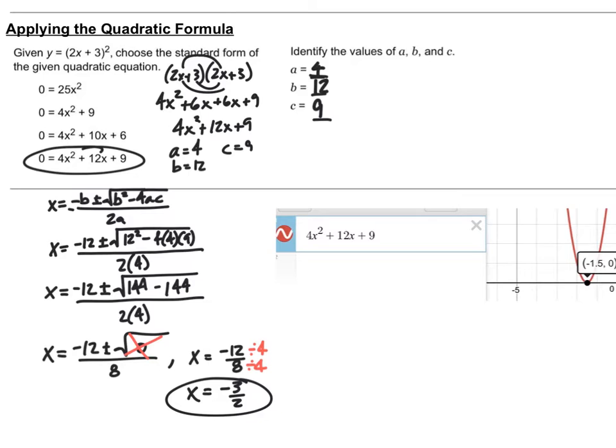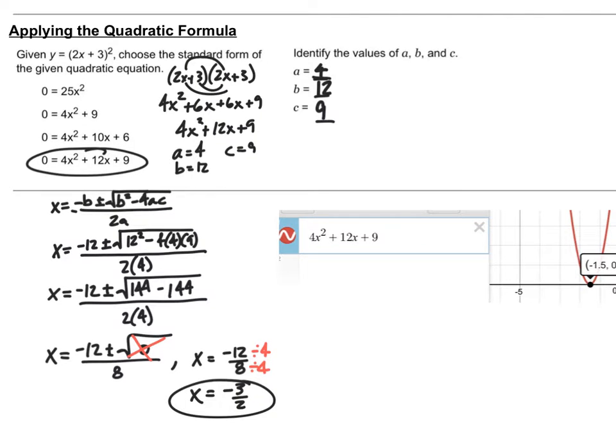We could have done this a number of ways, but we wanted to show you the quadratic formula and how it works. It does require a bit of computation, so make sure you use your order of operations to help. All right, let's move on.